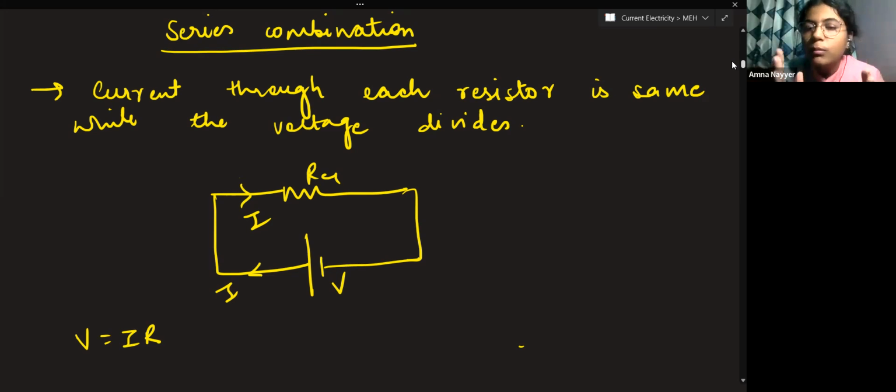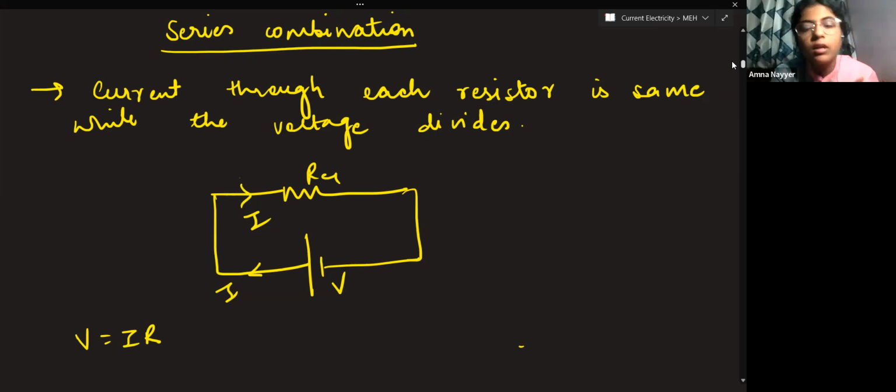So what you have to remember: in a series combination, the current through each resistor remains the same, and the potential will divide. Why will the potential divide? Because in series, different resistors are connected in this order, so all of them will have different voltages and the current will remain the same. This you have to remember.